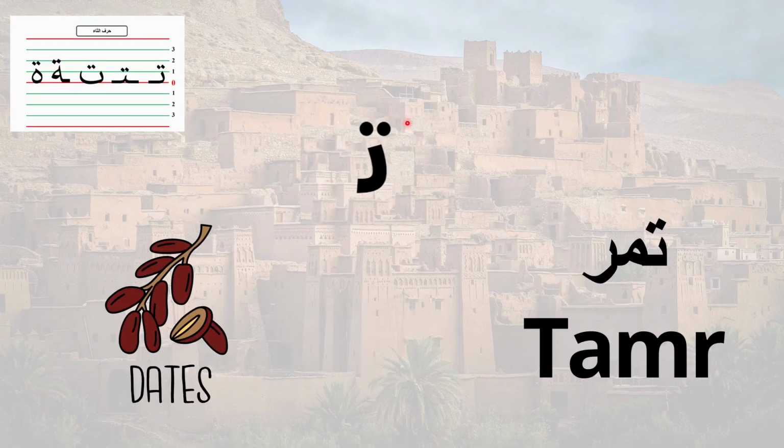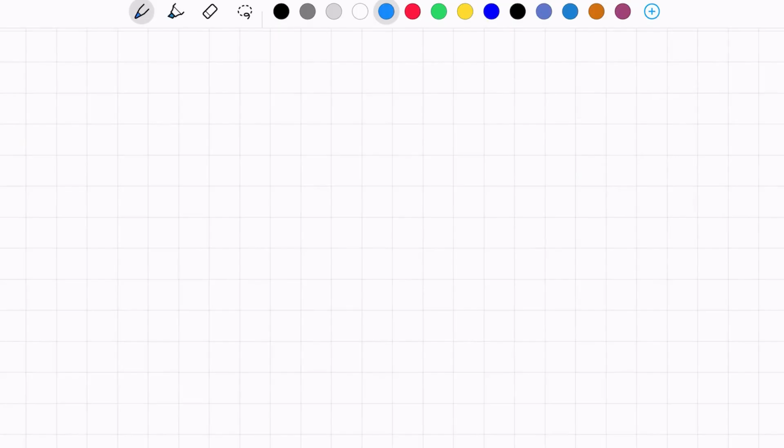So the first position of the letter is the initial state. And if the words begin with letter ta, T, we would write it like this. Let's practice. So this is how we would write the letter at the beginning of the word. All right, like this with the two dots. Let's practice together. It's easy, right? That's good. Good job.